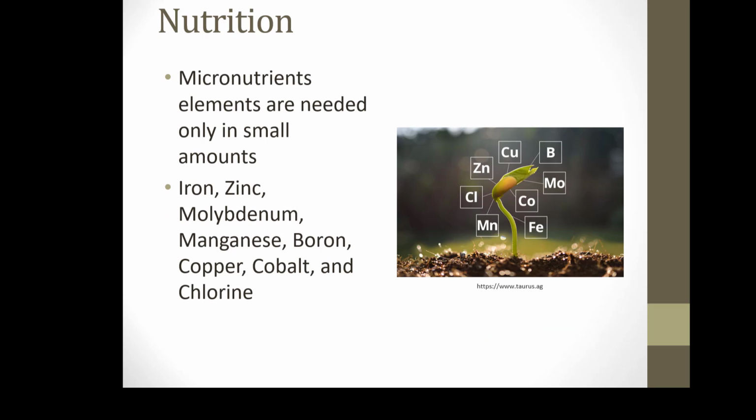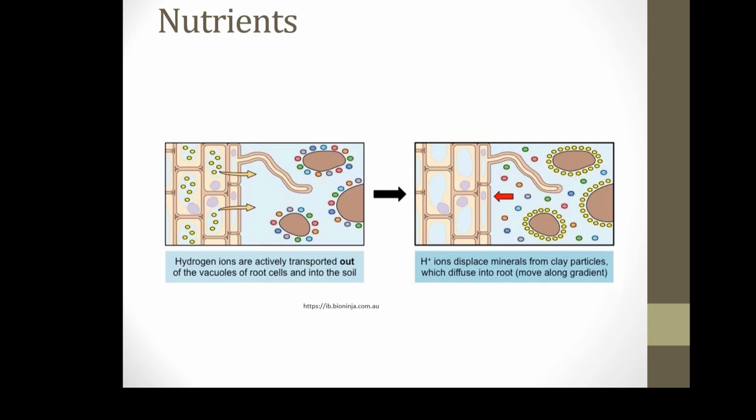So the micronutrients are needed only in small amounts: iron, zinc, molybdenum, manganese, boron, copper, cobalt, and chlorine. So last week we had cation exchange capacity. Hydrogen ions are actively transported out of the vacuoles of the root cells and into the soil. And then the hydrogen ions will actually displace the minerals that are adhering to the clay particles, and then those are diffused into the root.